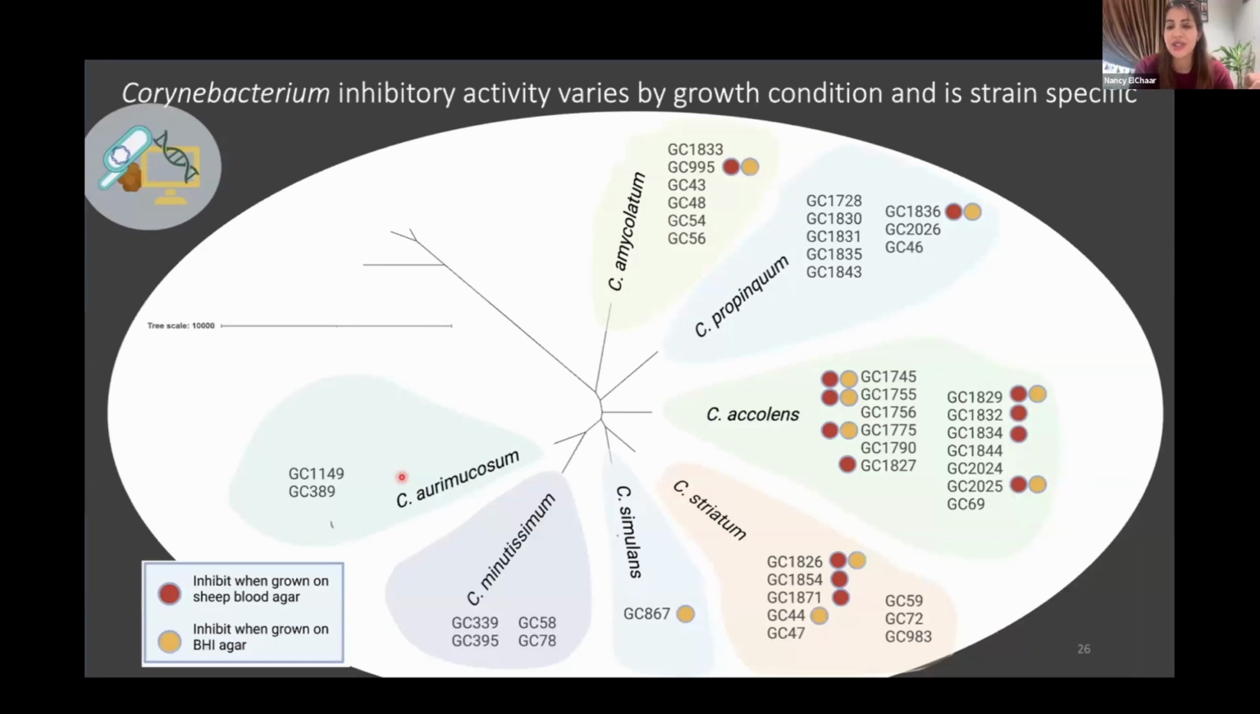So this is a phylogenetic tree of the Corynebacterium strains that we have in our lab, where again we see how the different strains behave differently. The colored circles here represent activity against Streptococcus pneumoniae in different conditions. Those marked with red circles inhibit strep pneumo when they're grown on blood prior to methanol extraction, and those marked with a yellow circle are strains that are just grown in our regular agar without blood. So again, there's a lot of variability in terms of the activities within species, which I think is really interesting.